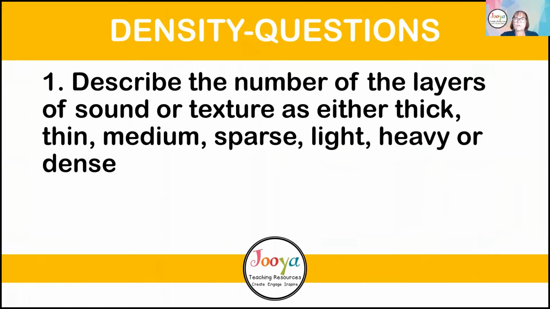So the first thing you need to do is describe the number of layers of sound or texture as either thick, thin, medium, sparse, light, heavy, or dense. You might have another word, but in other words, how thick or thin is the music? Is there a lot of instruments playing? Is there only a few instruments playing? Does it sound heavy because of the way the instruments are played, etc.? So you're describing the density.